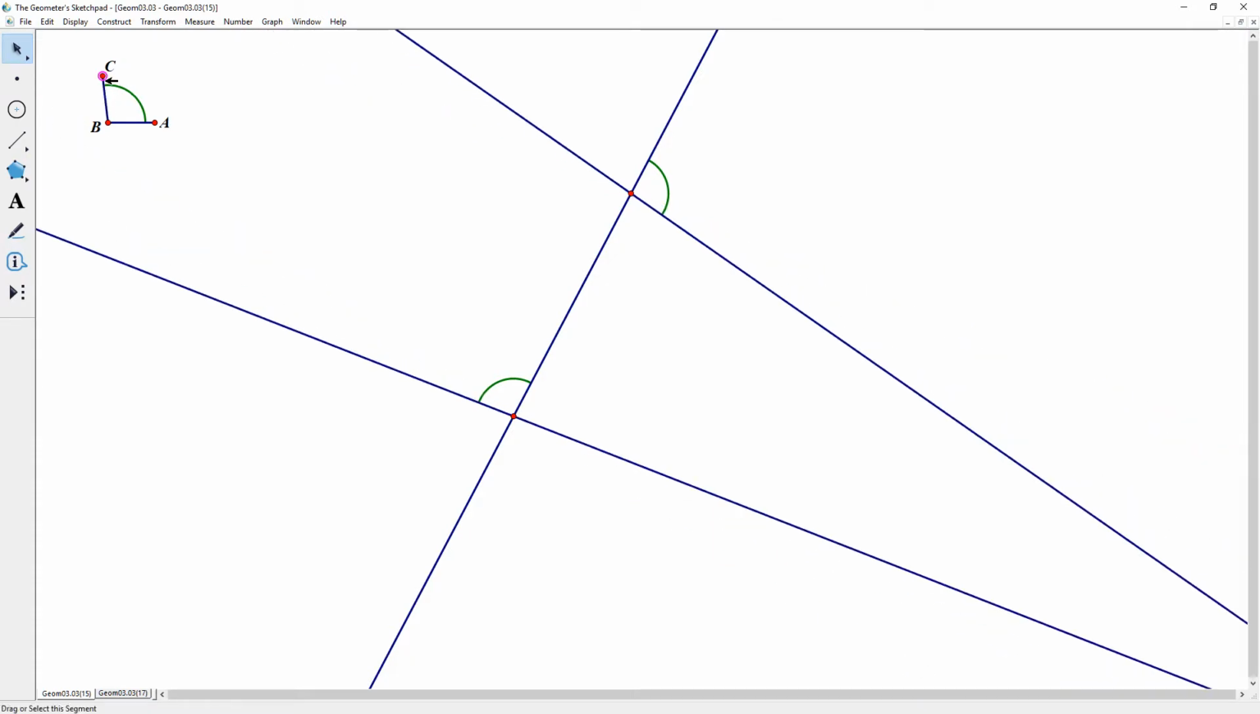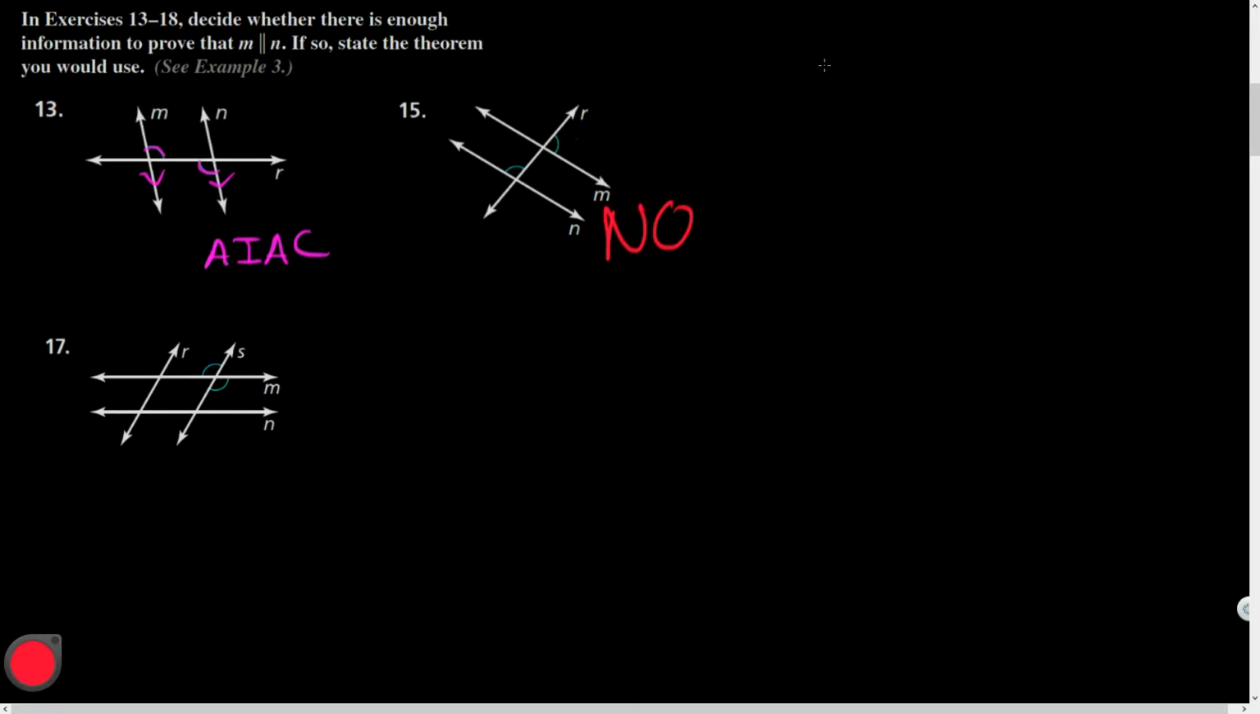There you go. So that one's a no-go. How about question 17? Those are vertical angles, but I already knew they were congruent. Can I prove any lines parallel? I've got like 4 lines. Surely some or both pairs need to be parallel, right? The answer is no again.